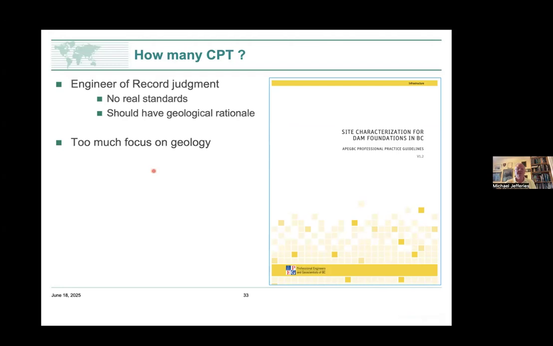Well, it's up to the engineer of record's judgment, because they're the engineer of record. It's for them to decide what is appropriate for the facility they're looking at. There are, at least to my knowledge and experience, no real standards telling you how many you should do or what spacing you should use. You should have a geological rationale.